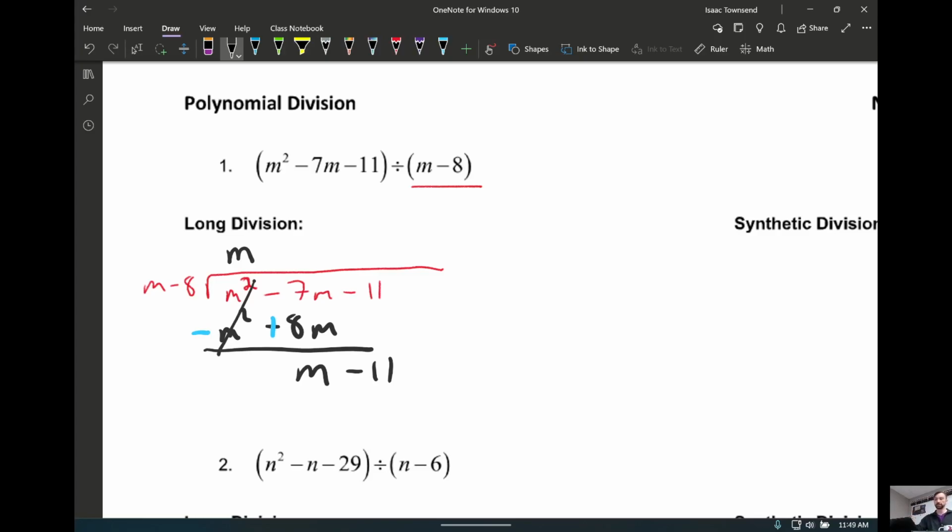So I'm going to ask myself, what times m gives me m? That's the next part of the quotient, which is going to be the next part of my answer. I'm going to take that times m minus 8, put it down here. As soon as I finish multiplying, I'm going to change the signs and add instead. This should go to 0 if you pick the right part of your quotient. And then negative 11 plus 8 would be negative 3. So I went through the algorithm twice, and now we just need to know how to write our answer.